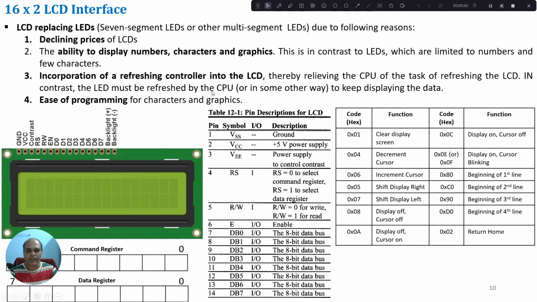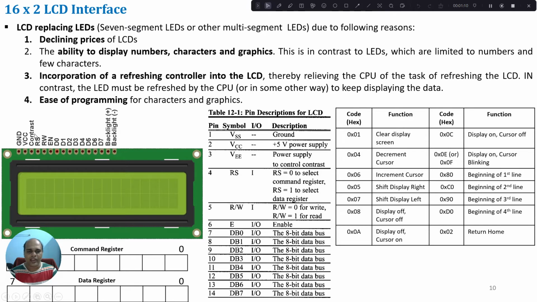If we look at the pin details of this 16x2 LCD, it has 16 pins. Out of the 16 pins, we have two power supply lines, VCC and ground. And there is one more line which is used for controlling the contrast of your display. This contrast line is usually connected to a potentiometer. By varying the potentiometer, we can adjust the contrast of your device.